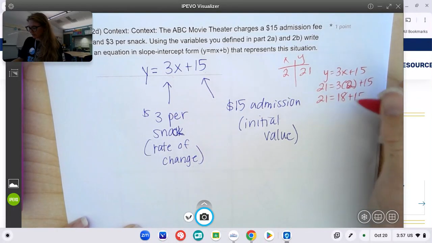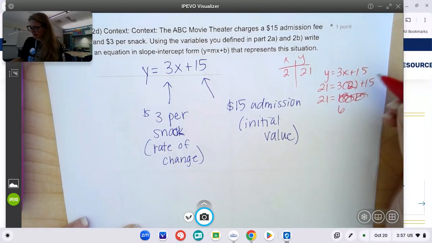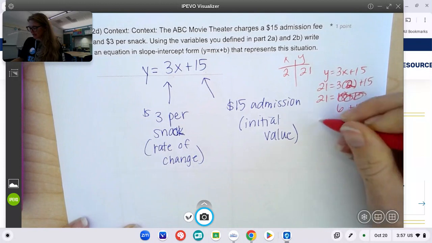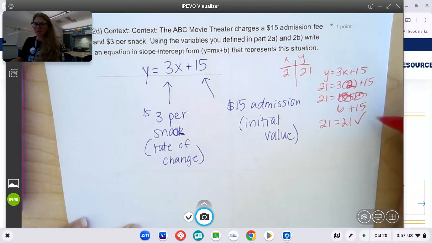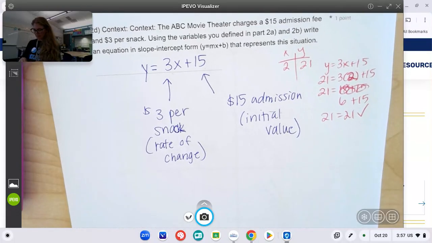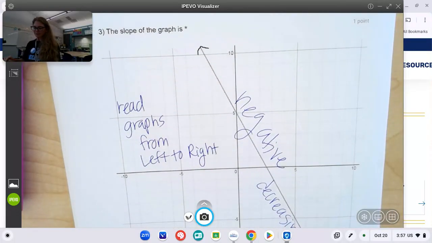Oh, 3 times 2. What was I thinking? I was thinking ahead already. Plug in 2 for x. 6 plus 15. Is that 21? Yes, 21 is equal to 21. Perfect. So you can always check if your equation matches the situation if you have time.